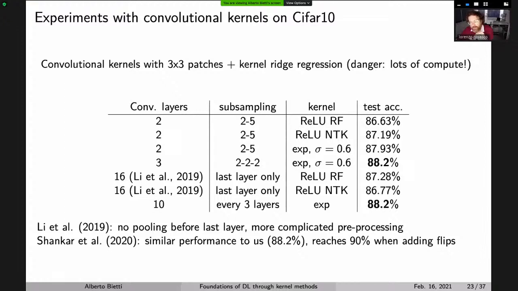Okay, so here there's nothing learned. You just compute the kernel, with a fixed kernel, and this is the kernel that I use on the patches, exponential or ReLU. And you can also do data augmentation. If you consider both the image itself and the flip, then you get a little extra performance. I'll show a bit more results at the end if I have the time.